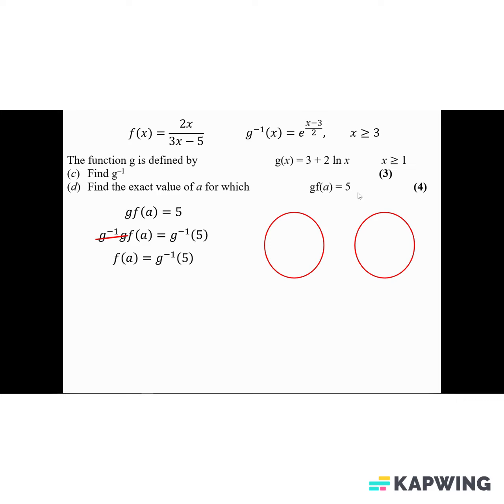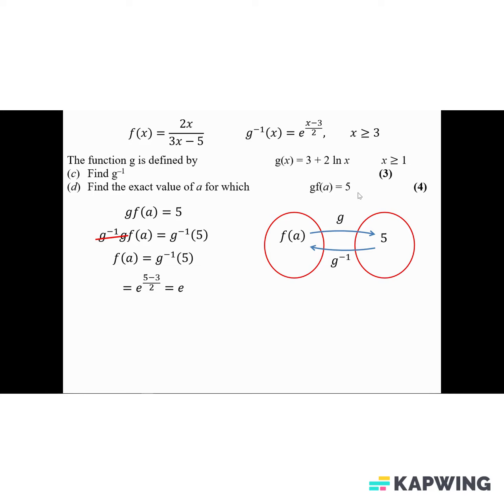You could think about the two functions. If we start with f of a and we do g to it, we end up with 5 apparently. That's what the question told us. But we can look at it the other way, going the other way. If we do g to the minus 1 of 5, then we get f of a, which is what I've got there. f of a is g to the minus 1 of 5.